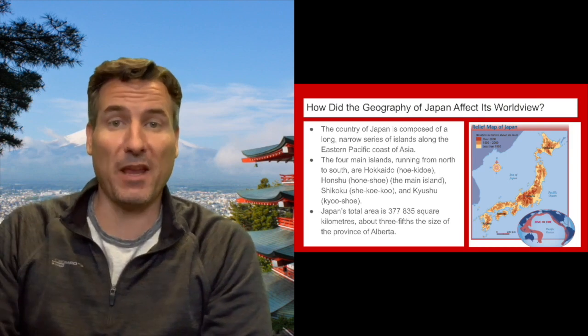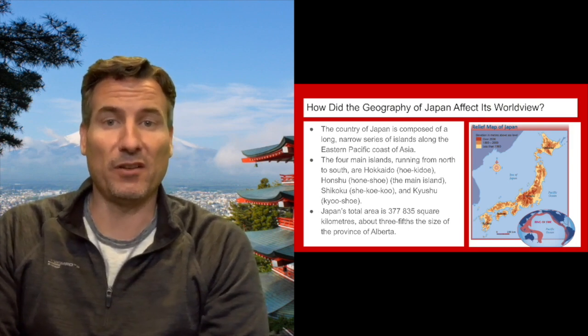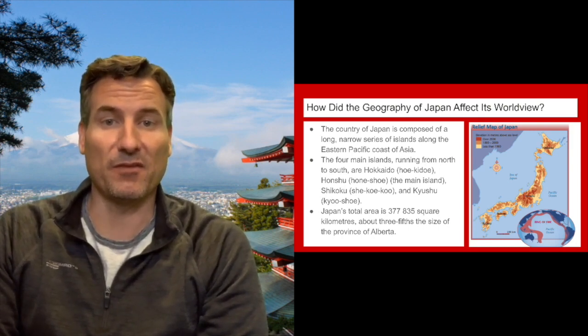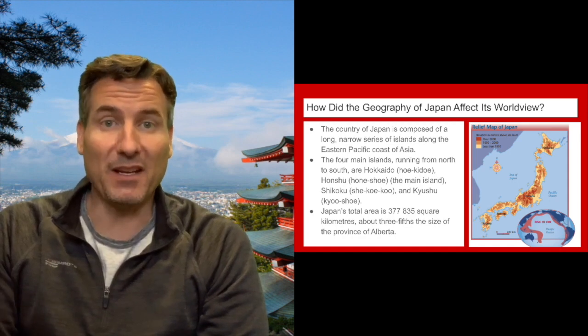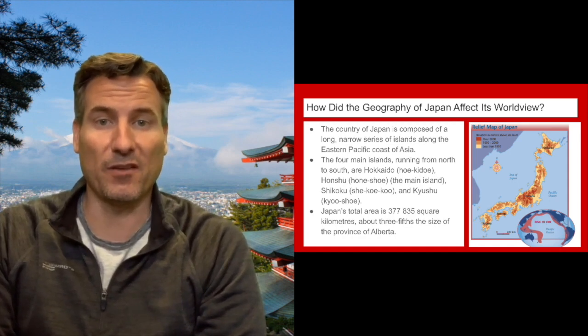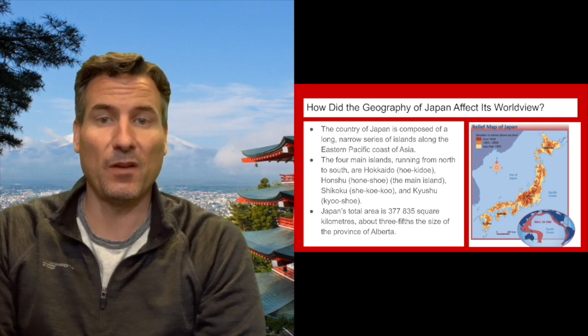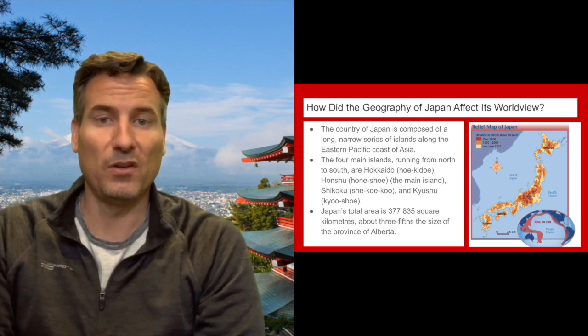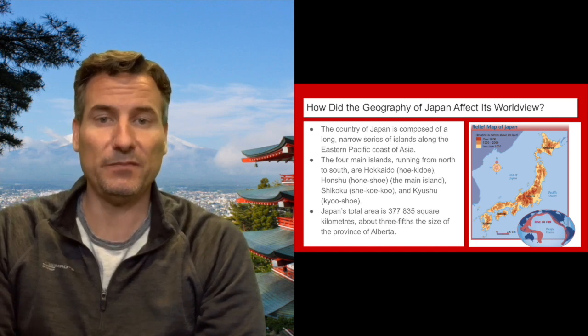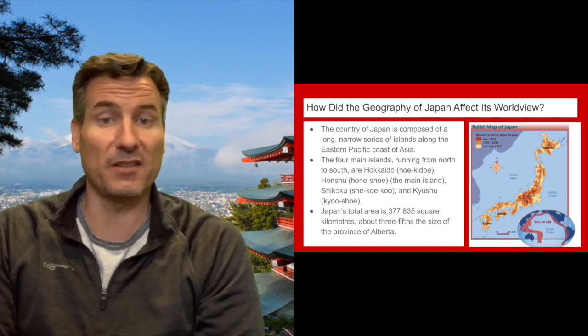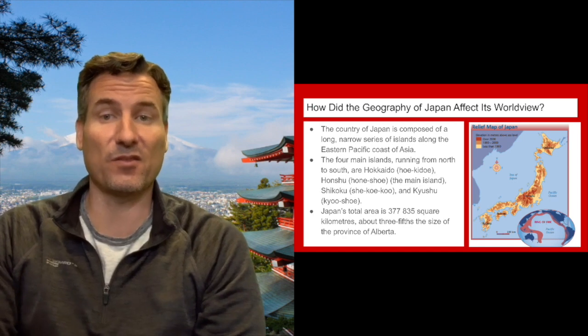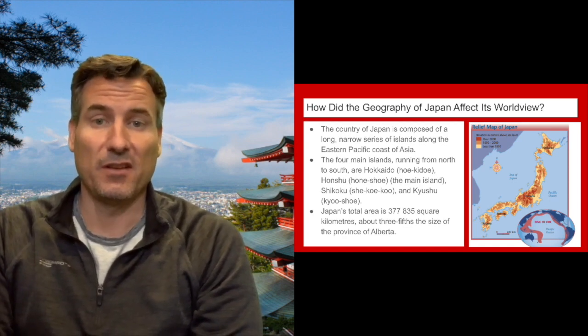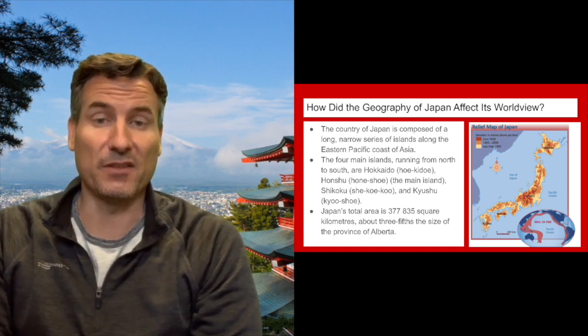So the country of Japan is composed of a long, narrow series of islands along the eastern Pacific coast of Asia. The 4 main islands, running from north to south, are Hokkaido, Honshu, which is the main island, Shikoku, and Kyushu. Japan's total area is 377,835 square kilometers, about 3/5 the size of the province of Alberta.